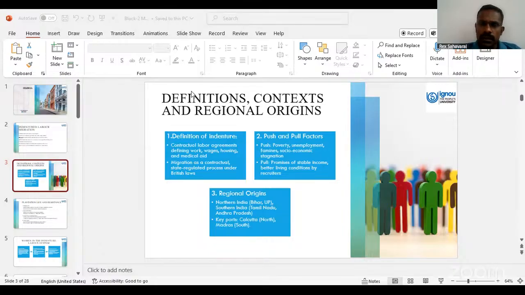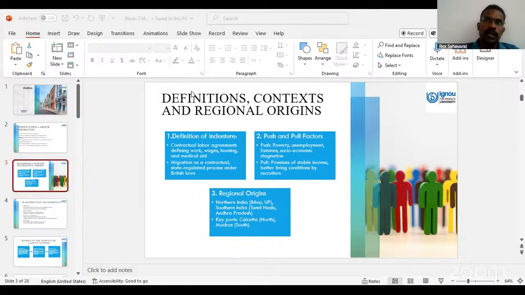We know very well the history that the British colonial period prevailed not only in Asian countries and African countries but almost all the continents, the British were ruling, right? They kept their laws and rules and regulations across the globe. So it was a state-regulated process under British laws, and there were a lot of push and pull factors, right? So we know why these people are moving from India. What is a push factor?